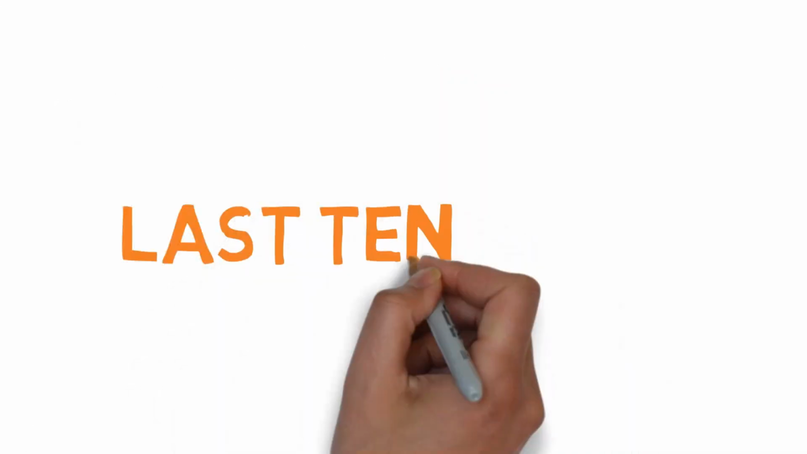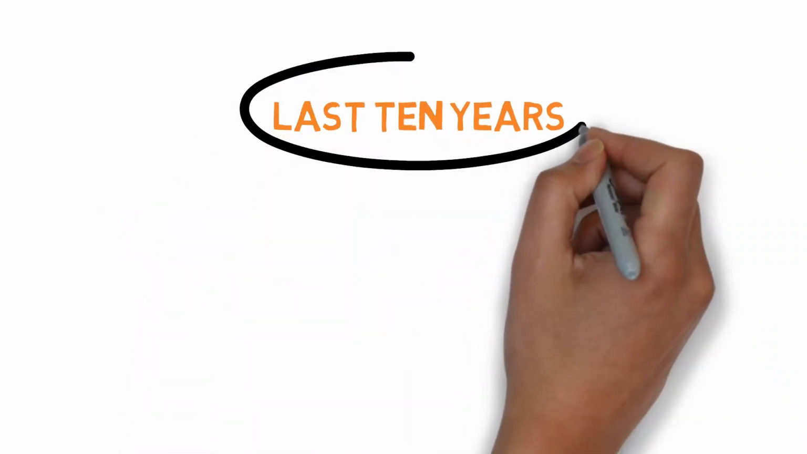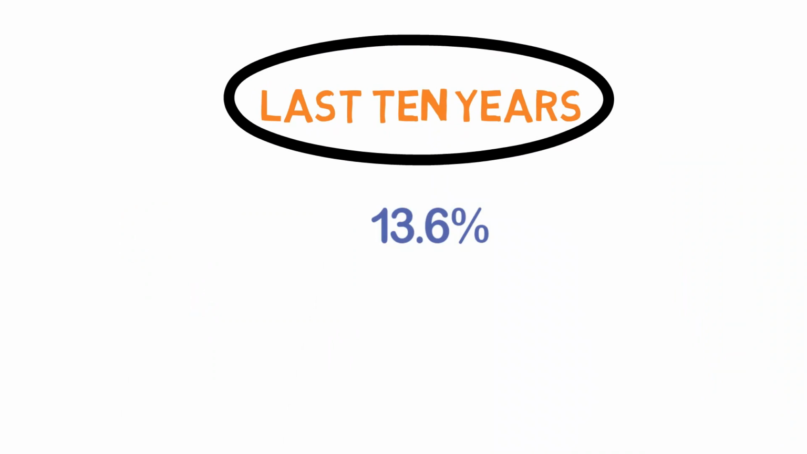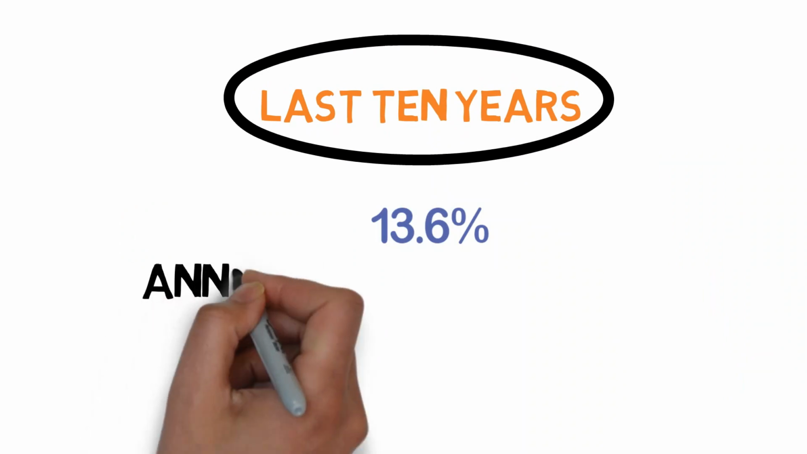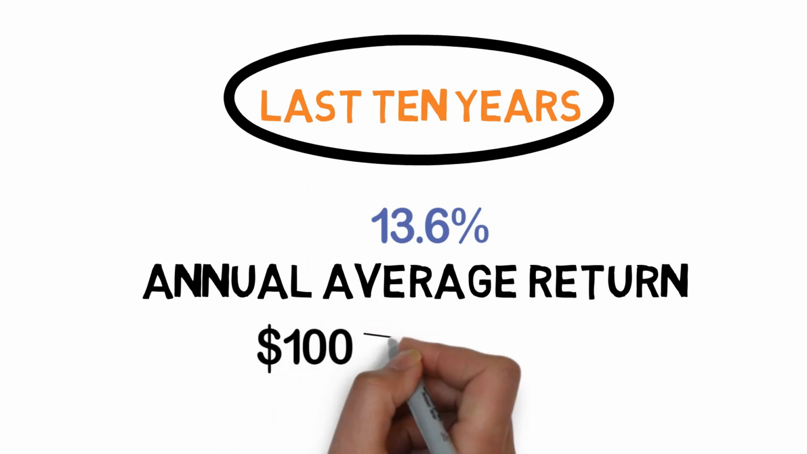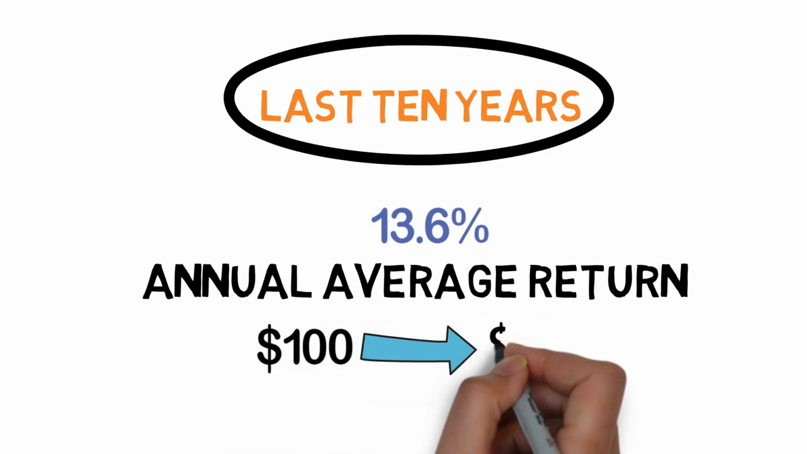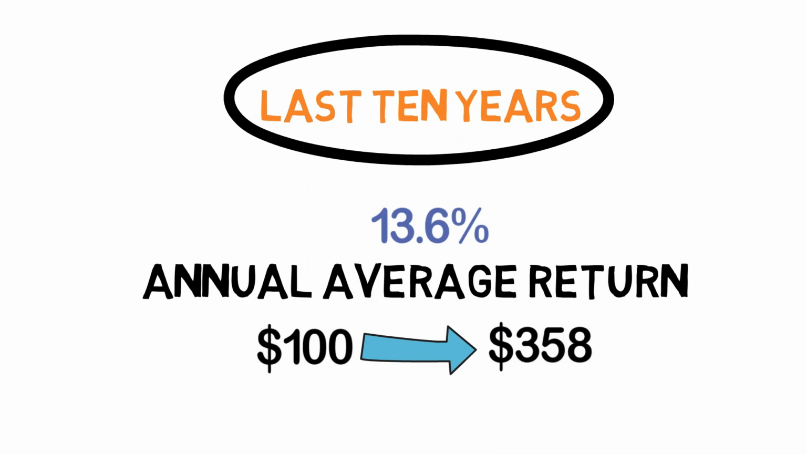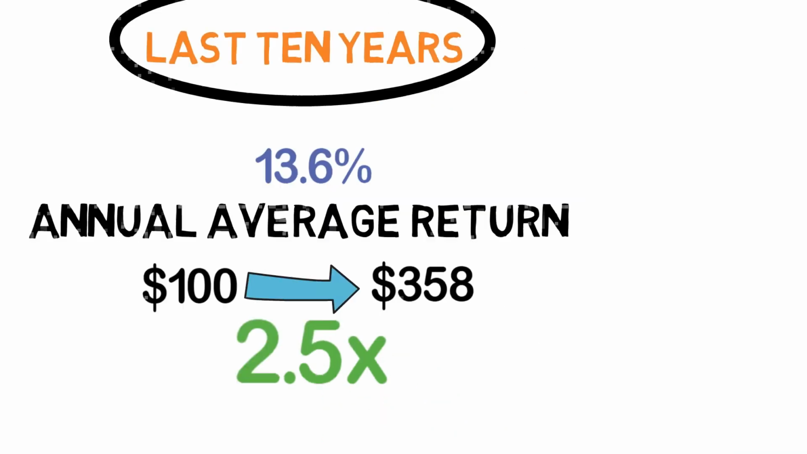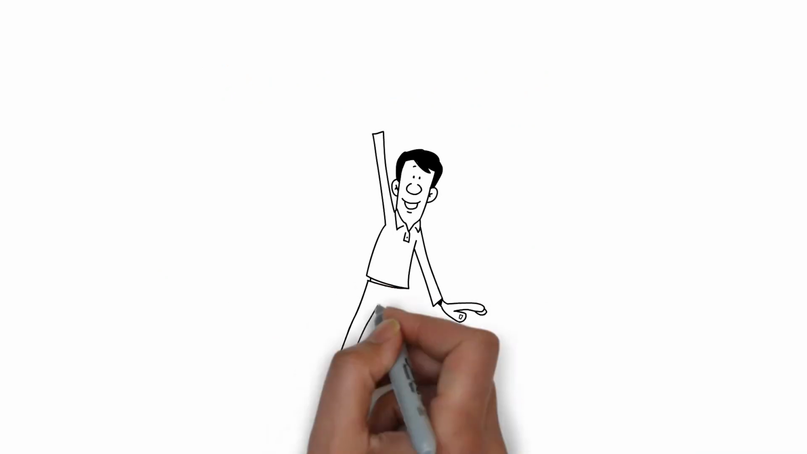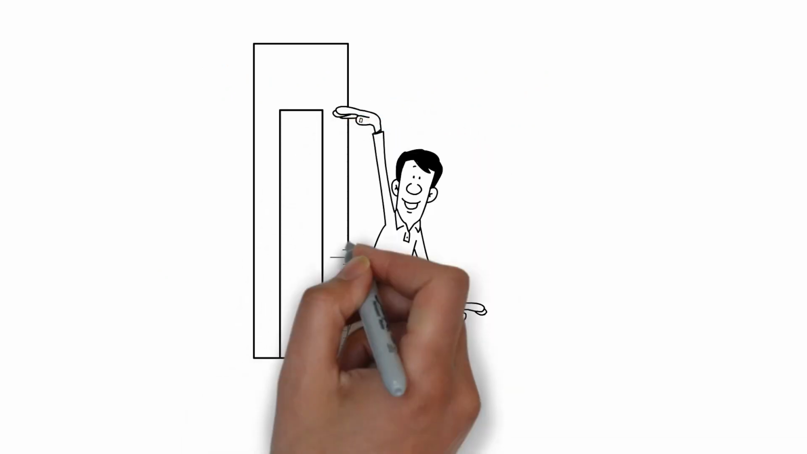Comparing its performance in the last 10 years, the S&P has done slightly better than previous decades with a 13.6% annual average return. With a growth rate of 13.6% on an annual basis, if you invest $100, after 10 years it would be $358, a profit of $250 or 2.5 times your initial investment of $100. If investors are confident in the economy, they will buy stocks, thus increasing the price due to supply and demand.